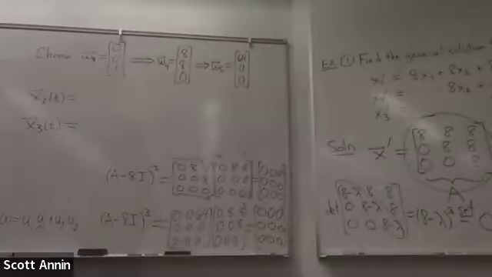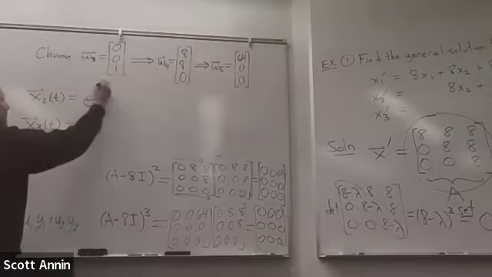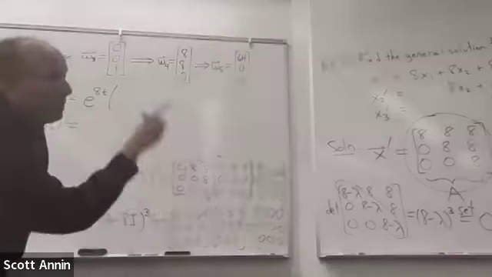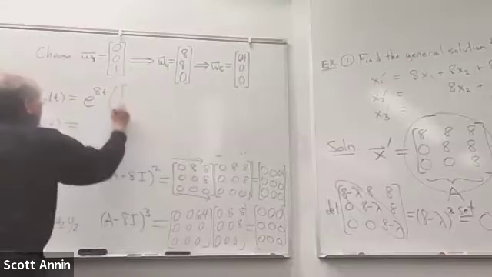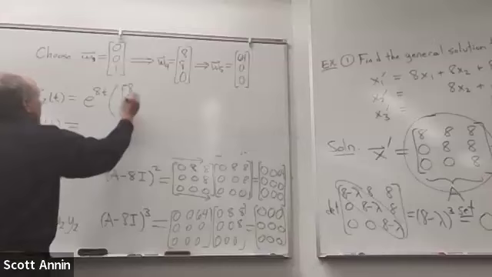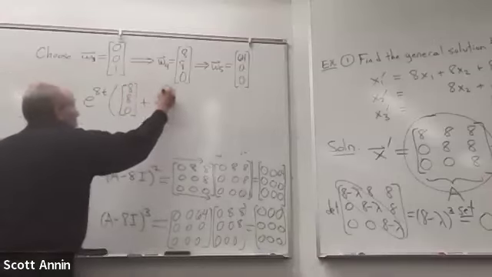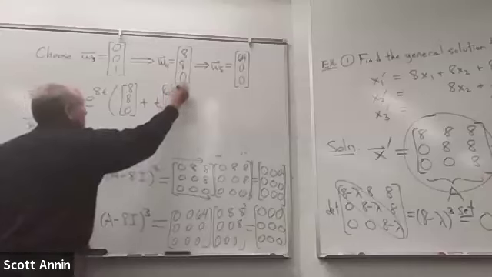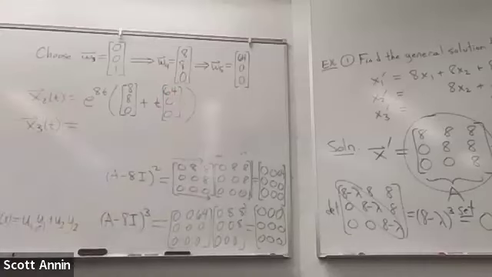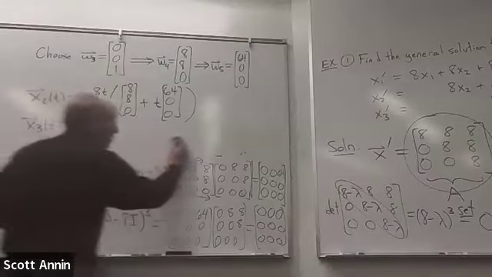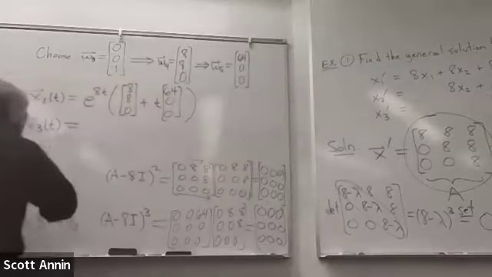Okay, so for x2, I'm going to have e to the 8t times W1, which is the same as W4, so that would be 8, 8, and 0, plus t times W2, which is the same as W5, 64, 0, and 0. So there's your x2 solution. Okay. And then finally, we have x3 here.